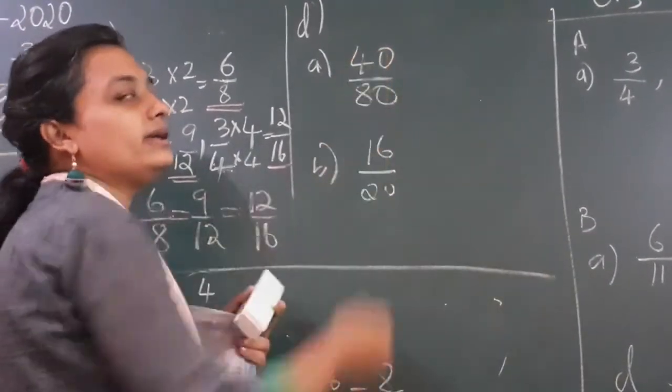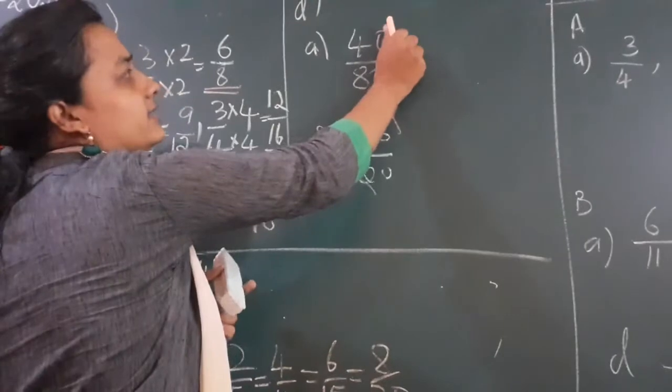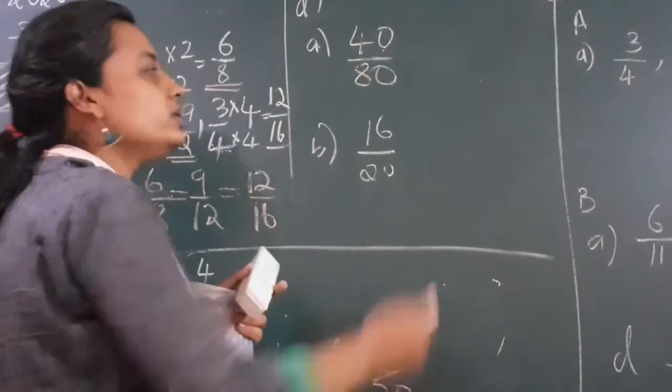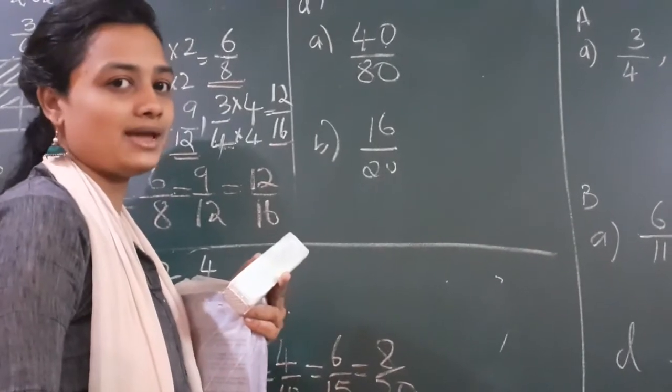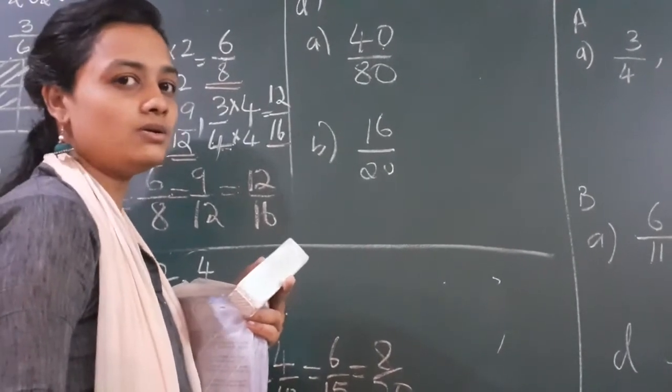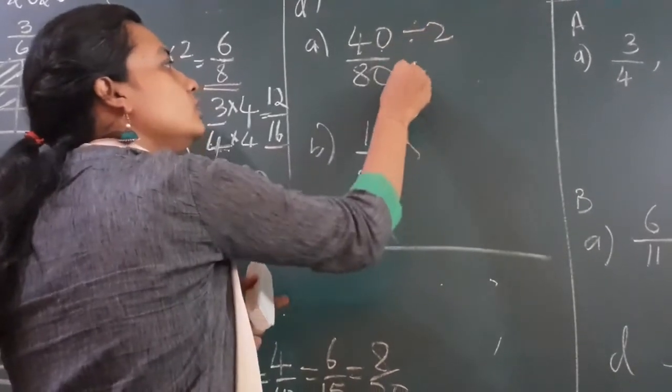First check: in which table do I have 40 and 80? Don't consider the 0, it will be a big number for you. You just check 4 and 8. In which table do you have 4 and 8? I have it in 2 tables, no? So I divide this with 2 and 2.